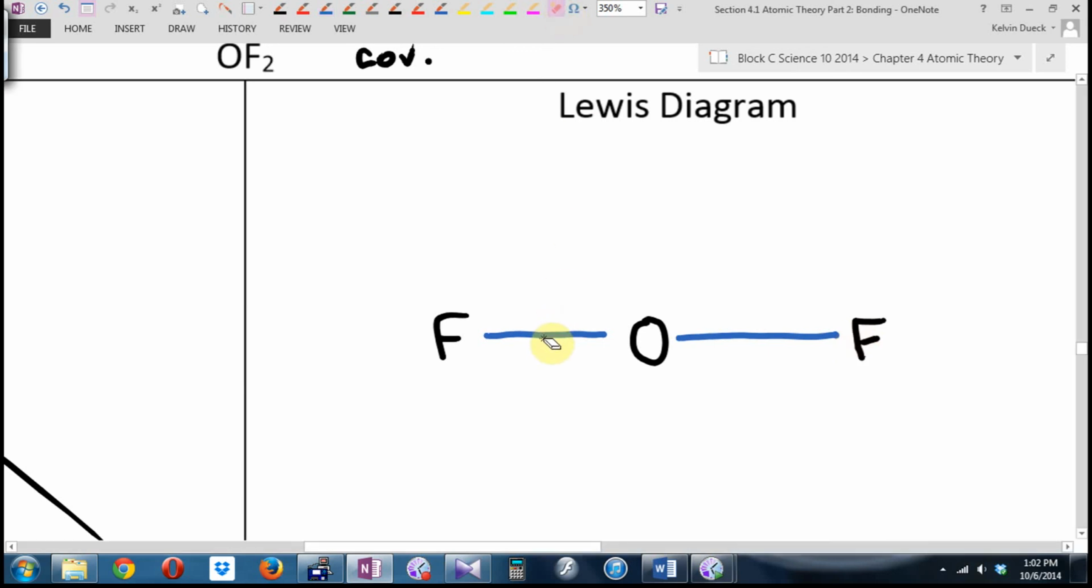How many electrons does this line count for? So how many does oxygen have right now? 4. How many more does it need? Pair. This sort of looks like somebody shouting with their mouth open and their arms stuck out. I know.